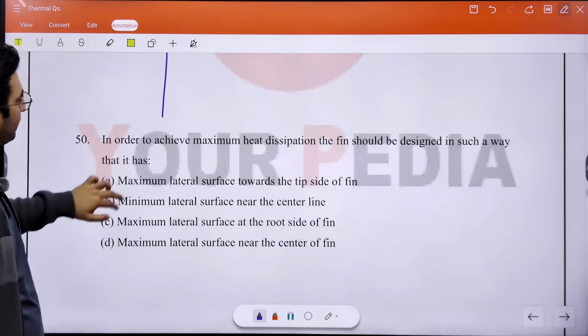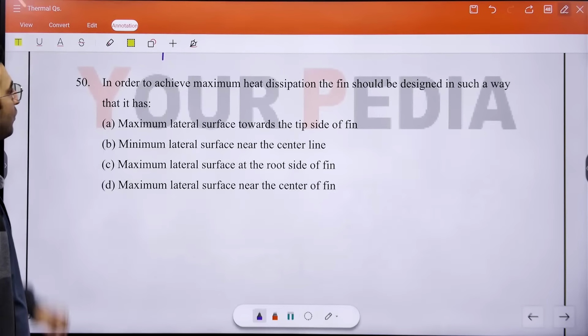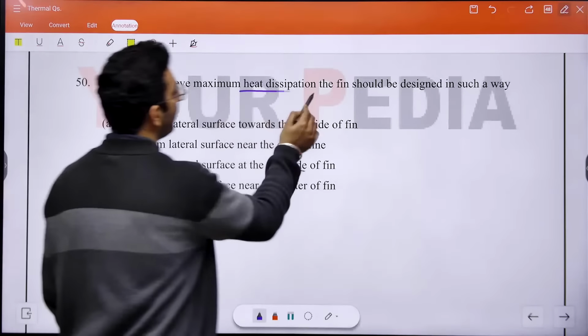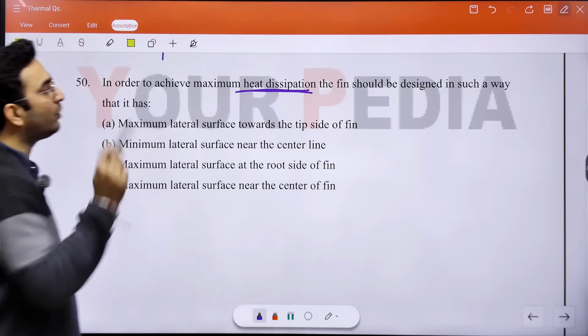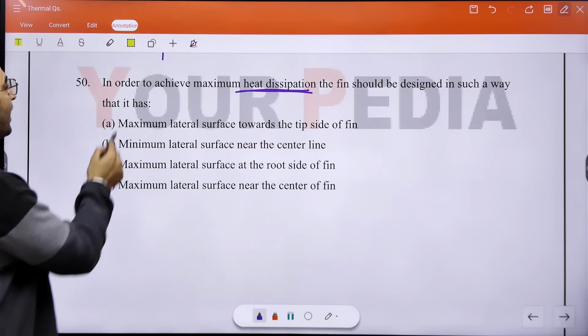Next, in order to achieve the maximum heat dissipation, the fin should be designed in such a way that it should have a.